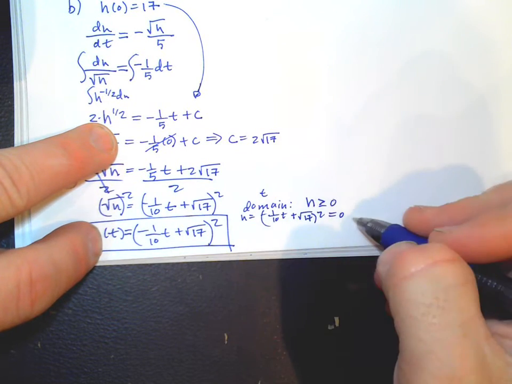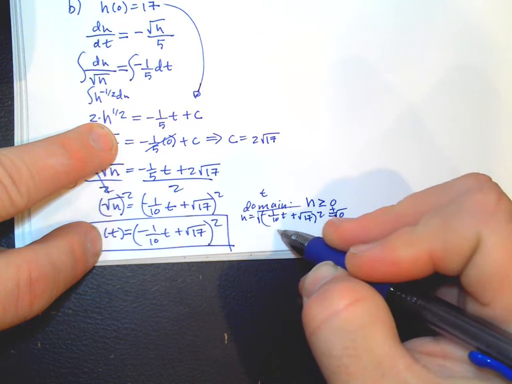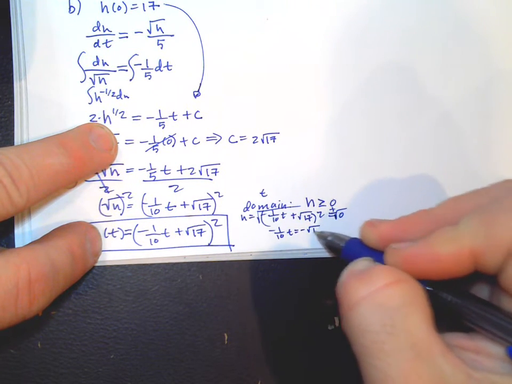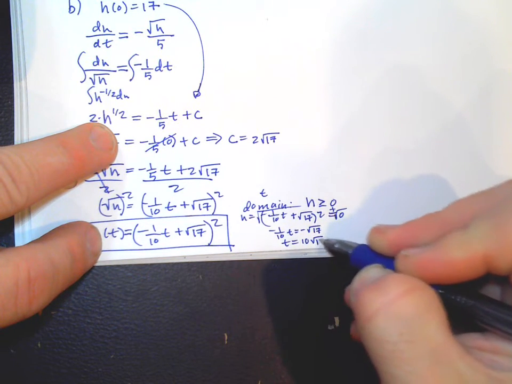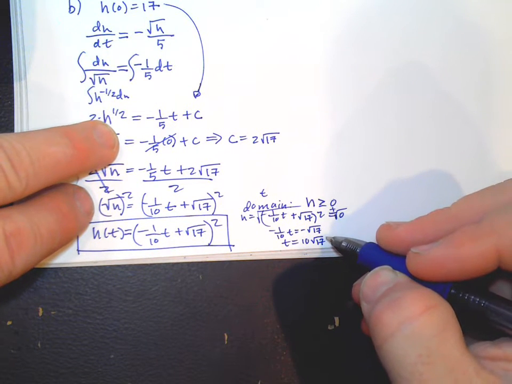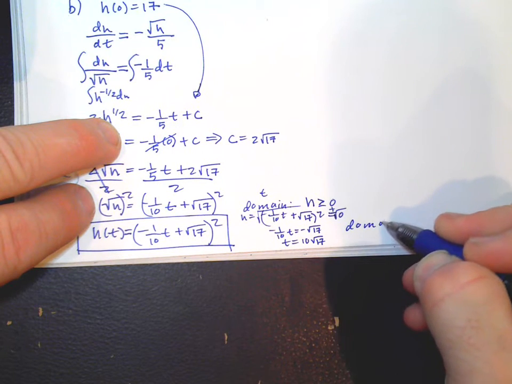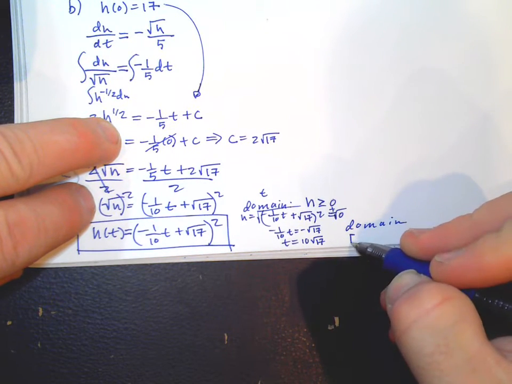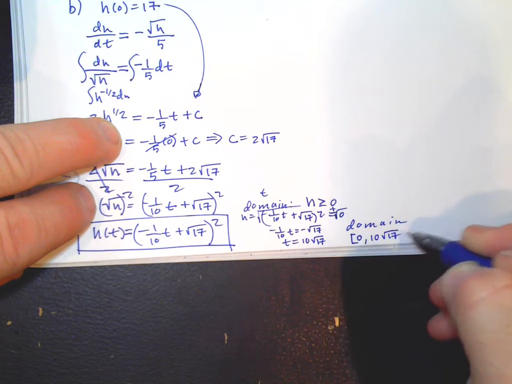You take the square root of both sides, plus or minus 1/10 t equals negative square root of 17. T equals 10 square root of 17. So this is the time when the coffee pot's height is 0. So I would say the domain for this problem would be 0 to 10 square root 17.